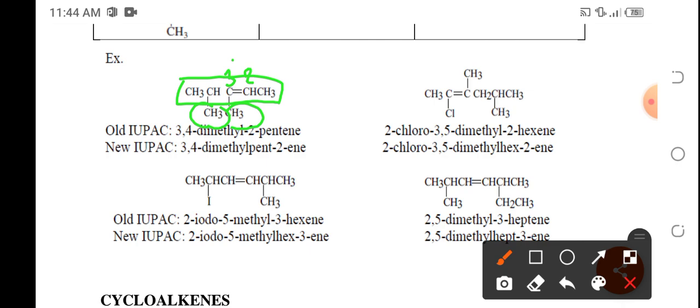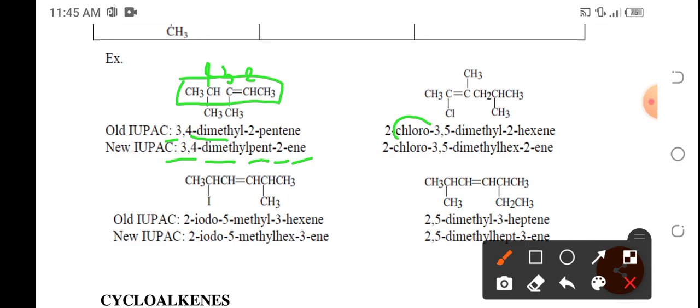So, in the old naming, it could be named as 3,4. Okay, so that is 3,4-dimethyl because this is the third and fourth carbon atom. Okay, 3,4-dimethyl 2-pentene. But you could also write this as 3,4-dimethyl pent-2-ene. Okay? Another one, so ito, chloro.